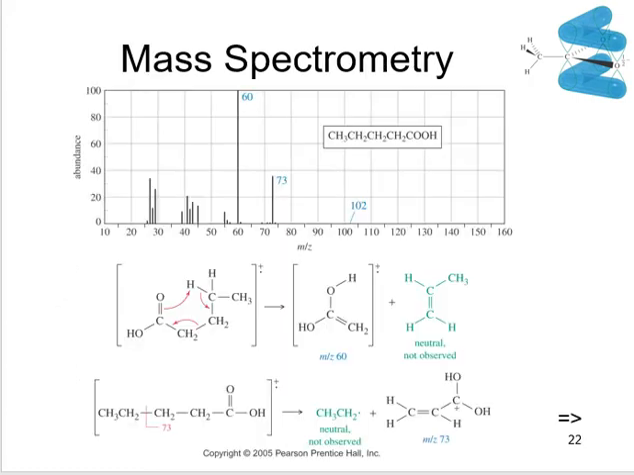And this is the mass spectroscopy. As you all know, mass spectroscopy is a very powerful tool to determine the molecular mass of an organic compound.